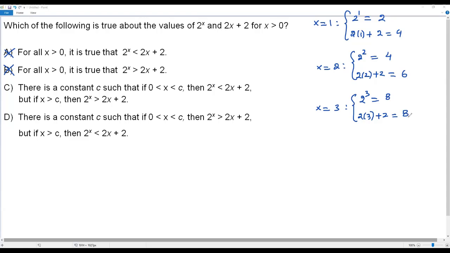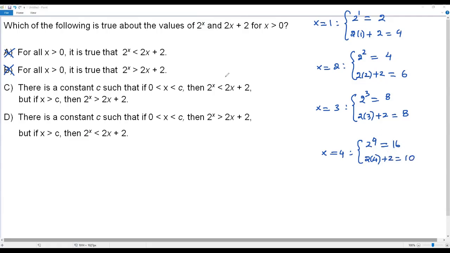6 + 2 is 8. So when x = 3, I'm getting the same value for both the expressions 2 to the x power and 2x + 2. Okay, now let me plug in x = 4. 2 to the fourth power is 16. And then 2 times 4 + 2, which is 2 times 4 is 8, 8 + 2 is 10.